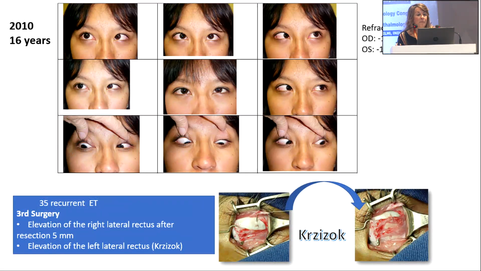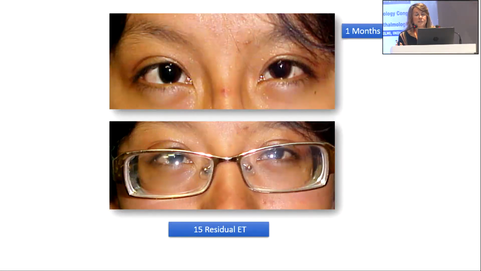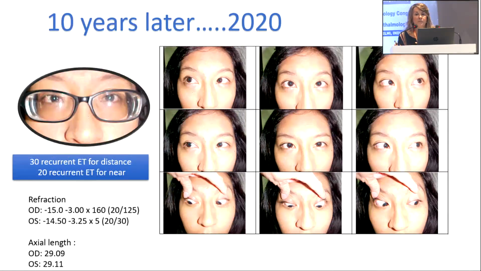And I performed a third surgery. I didn't have images of this patient, but I could see during surgery that the lateral rectus was inferiorly displaced. So what I did is I elevated the right lateral rectus after resecting 5 millimeters, and I also elevated the previously resected lateral rectus. So she had 3 surgeries. And now she had a residual esotropia of 15 diopters, but she was happy with that, so I was happy also.